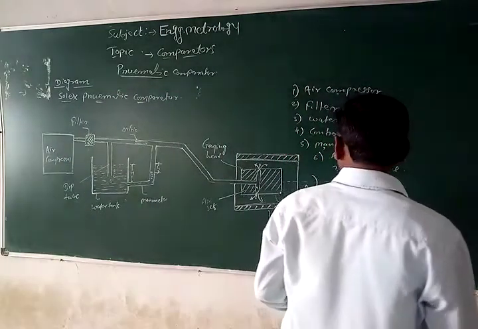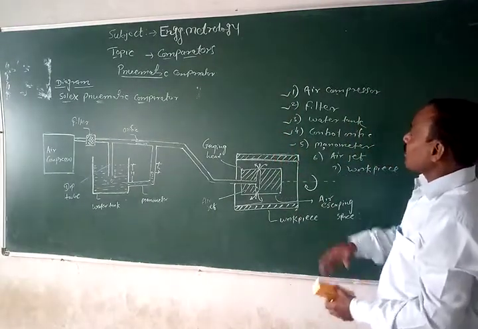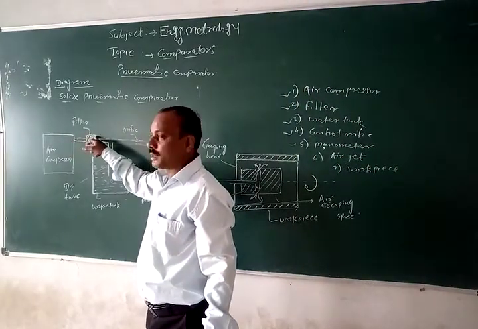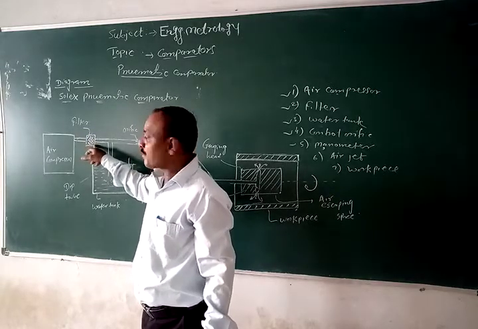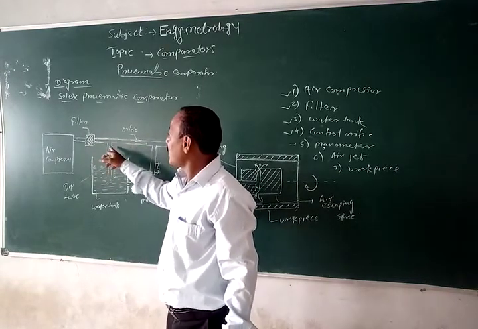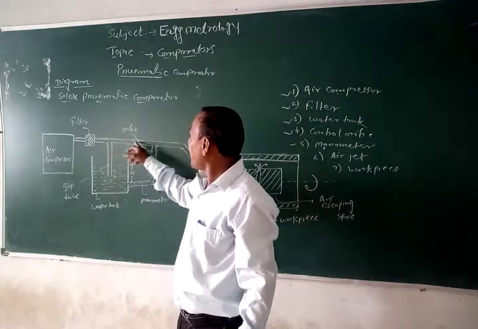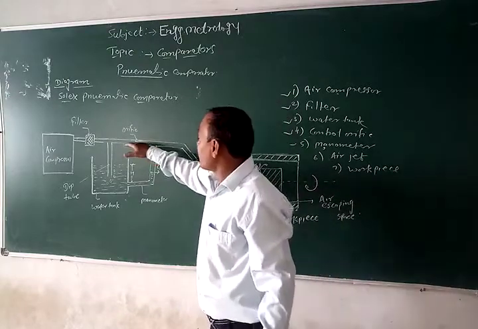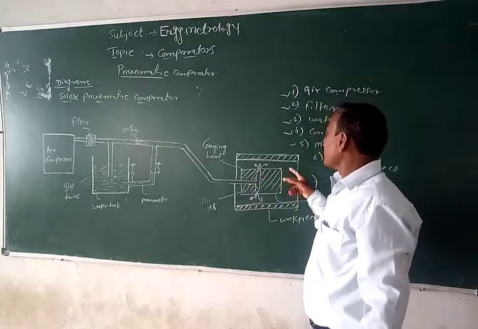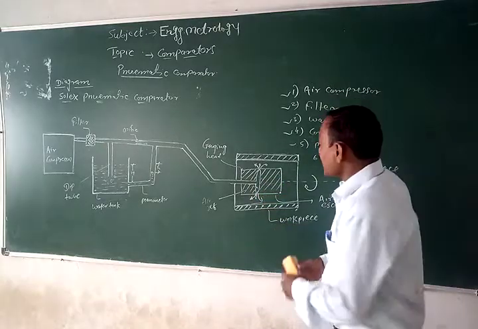What are its uses? The main part of this diagram is the air compressor. Air is compressed and supplied to this filter. The filter removes the dust particles, and high pressure air, meaning excess pressure of air, passes through this orifice, and the air above the desired pressure bubbles out. The desired pressure is carried to the gauging head and air jet, and the variation of the dimension can be checked by this gauging head.